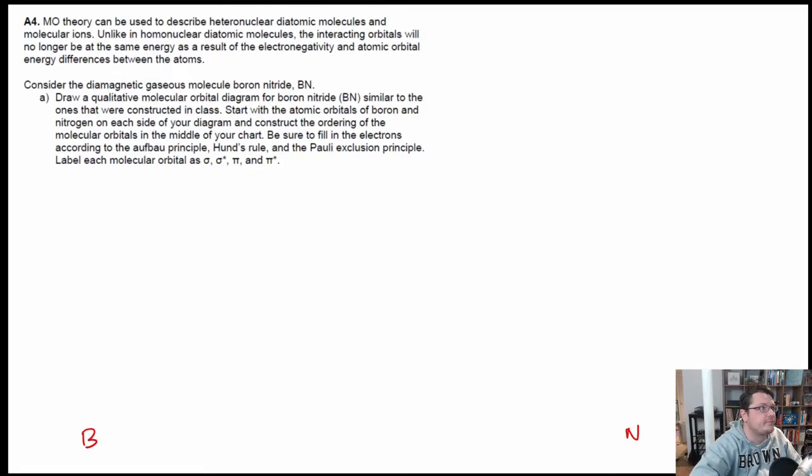And so, if we use that logic, I'll simply draw my 2s right here, and then I'll draw my 2p right here. And so the 2s for boron should be higher than the 2s for nitrogen. So I'm going to say that's about right here. And then I would expect the 2p on the boron to be higher in energy than the 2p on the nitrogen, so that would be somewhere up here in those cases. So we have that.